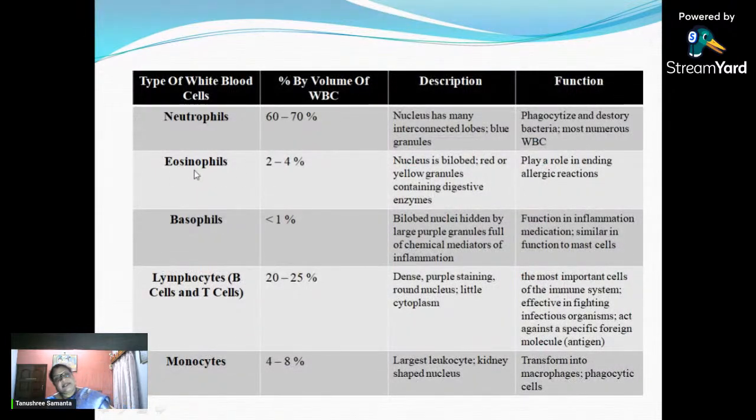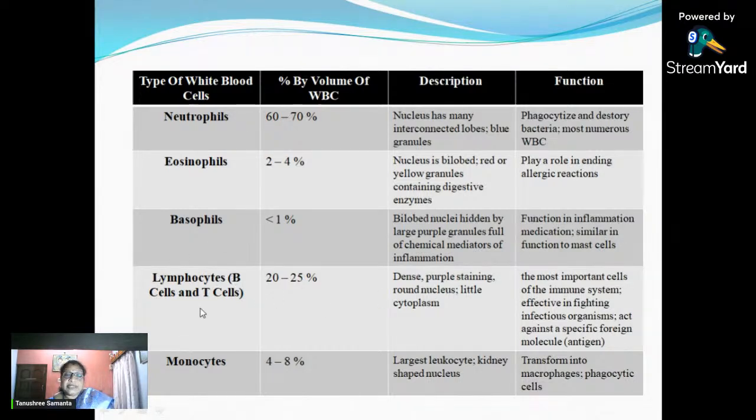To summarize the WBCs, neutrophils are about 60 to 70% of the total WBC. They have lobes, and their most important function is phagocytosis. Eosinophils are 2 to 4%, the nucleus is bilobed, and they have a role in allergic reactions. Basophils are less than 1%, also with a bilobed nucleus, and they have a function in inflammation.